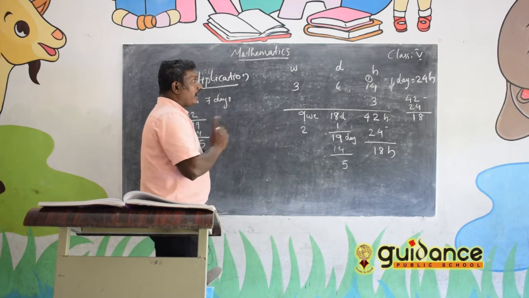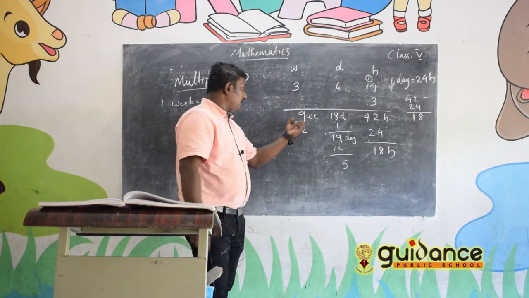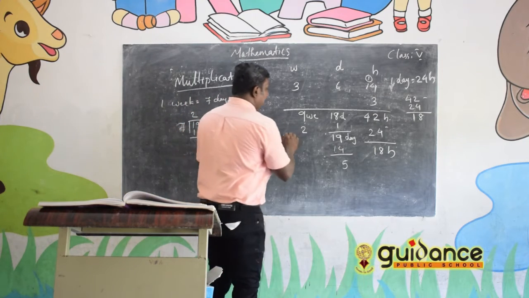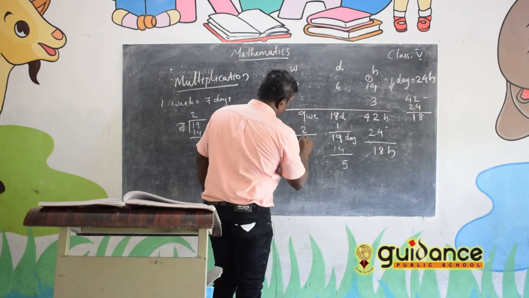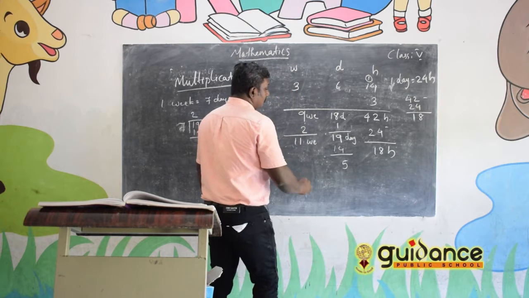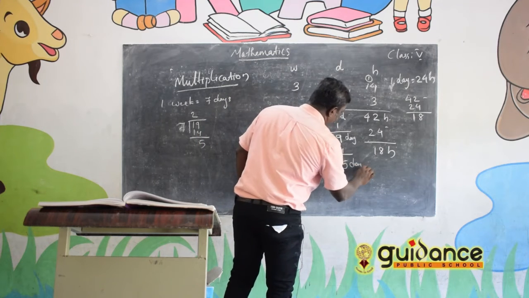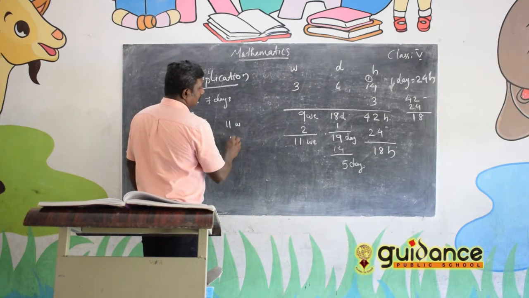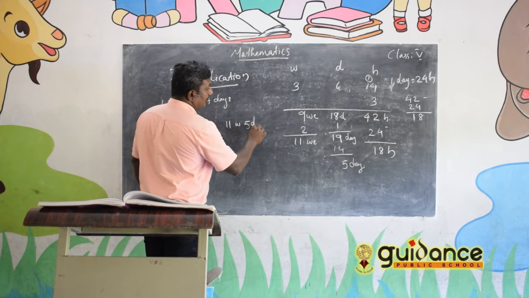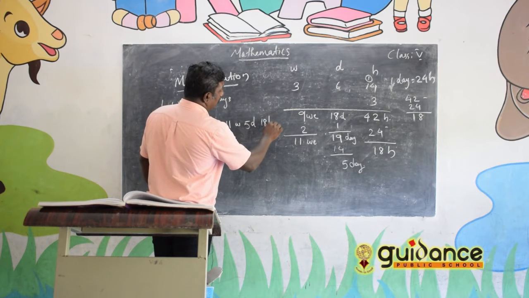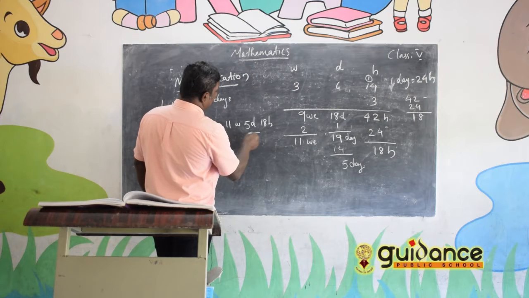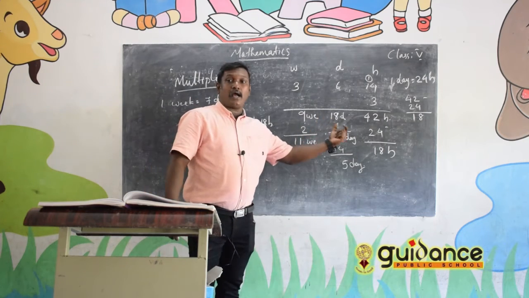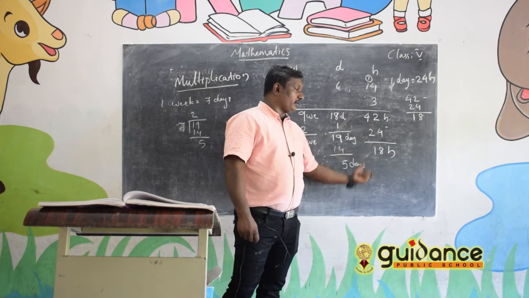That we have to add to our answer. We have already got 9 weeks, so the total weeks is equal to 11 weeks, with 5 days remaining. So the answer we can write as 11 weeks, 5 days and 18 hours. So importantly, we have to think about how to simplify all these things.